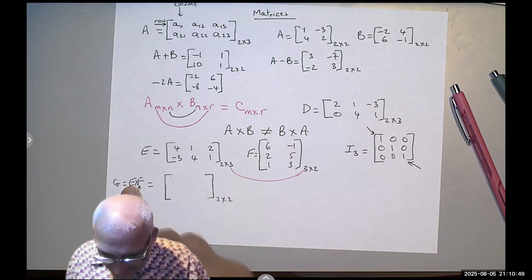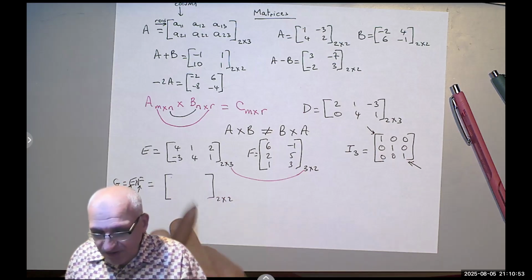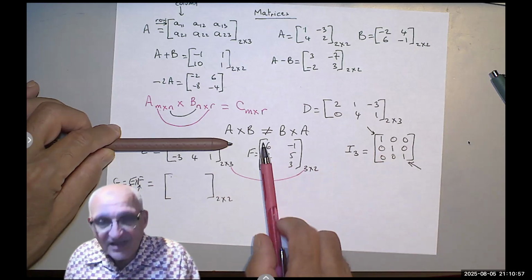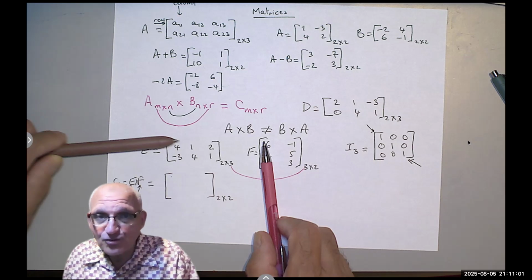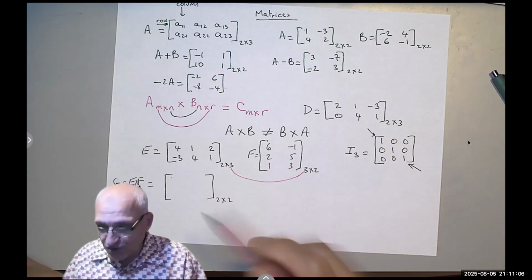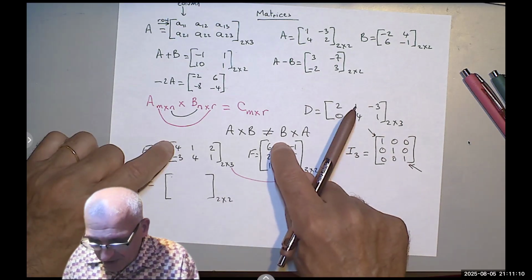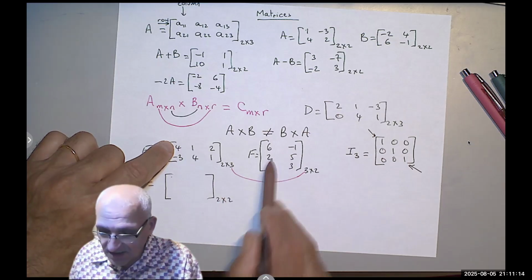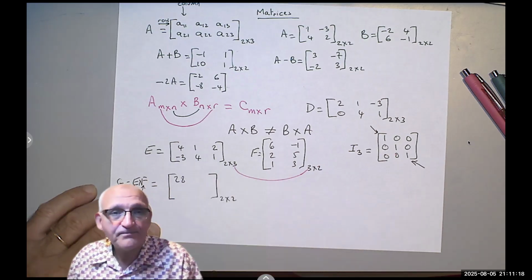I mean, if I want element 1, 1, G11, I would take the first row of E and the first column of F and multiply them element by element, going from left to right or from the top down. So I'm going to say it's 4 times 6, 24, plus 1 times 2, 26, plus 2 times 1, 28. So this number is 28.